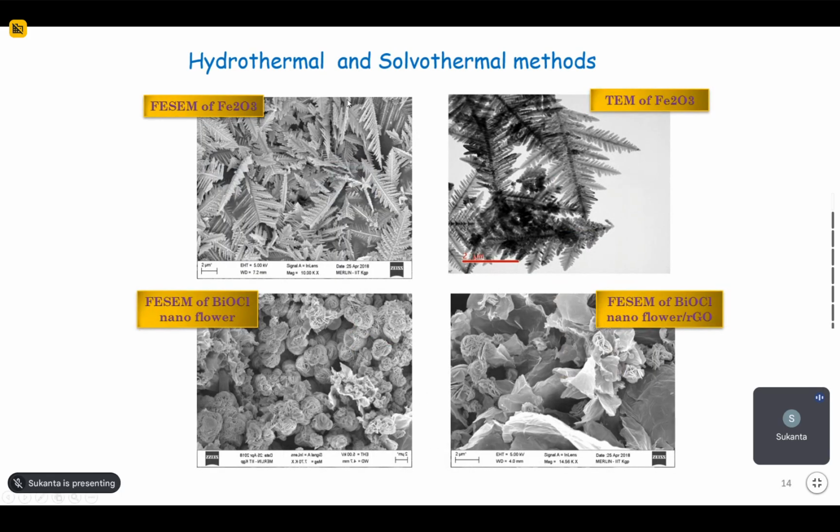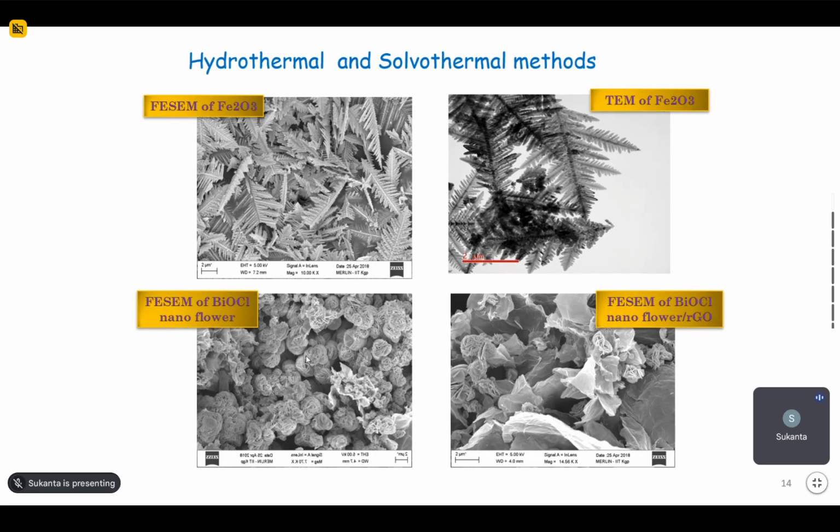So we can prepare iron oxides, this type of iron oxides, and also the flower-like structure of bismuth oxychloride. We have prepared bismuth oxychloride, also a layered structure, and by changing parameters, you can see here, it's the flower-like structure. Also, you can make the plate-like structure, just by changing the parameters.